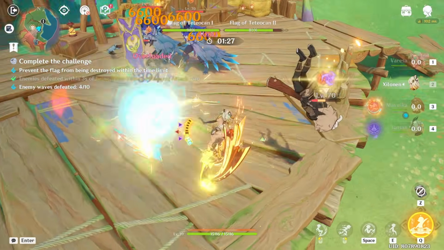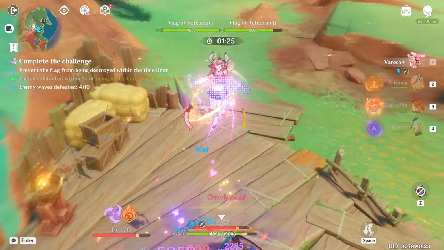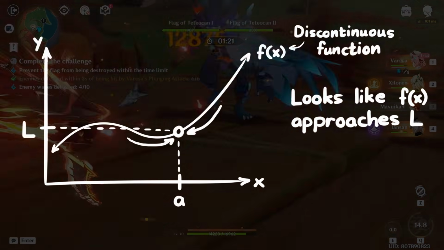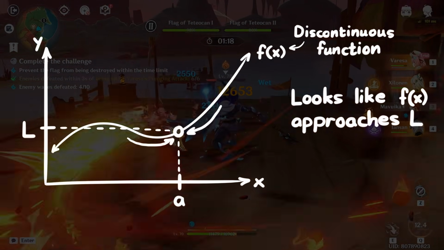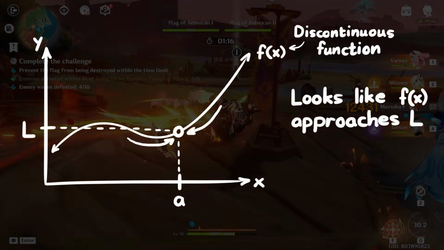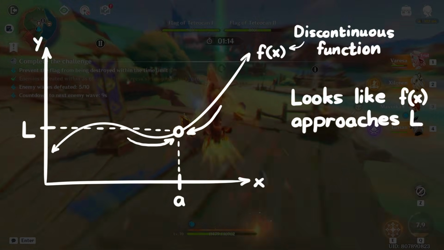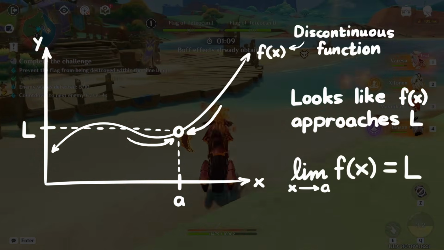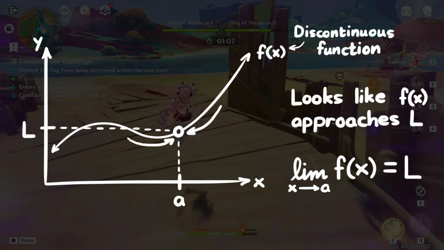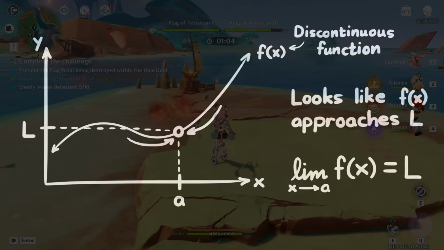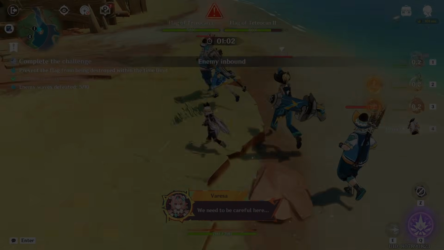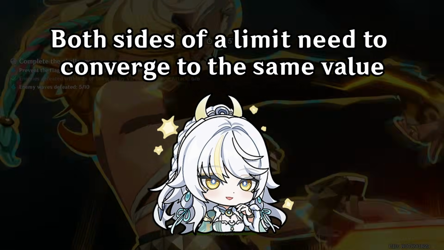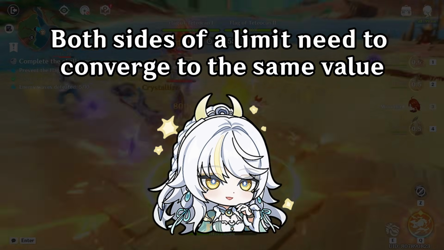To understand this idea a bit better, let's take a look at our first example with the hole. At f of a, it is undefined. However, the limit does exist. If we approach from the left and the right, it looks like f of x approaches L. And because of this, the limit of f of x as x approaches a would be equal to L. I want to emphasize that in order for a limit to exist, both sides need to converge towards the same value.